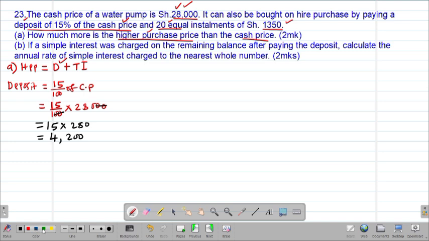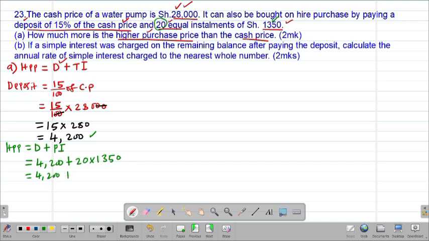Having gotten the deposit, we can now easily compute our hire purchase price. So the hire purchase price will be equal to the deposit, then of course we add the total installments, which is always given by the period of installment multiplied by the value of each installment. So this will be equal to the deposit, which we've gotten as 4,200 shillings, plus the period, which was 20 months, multiplied by each installment, which was 1,350 shillings.